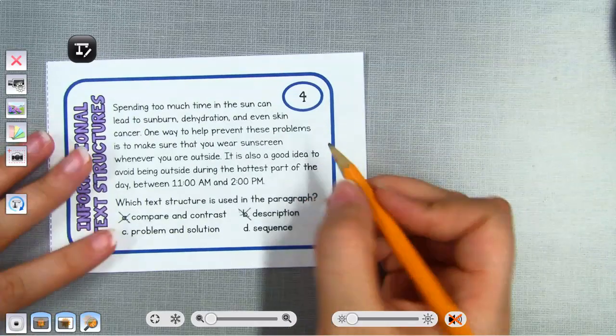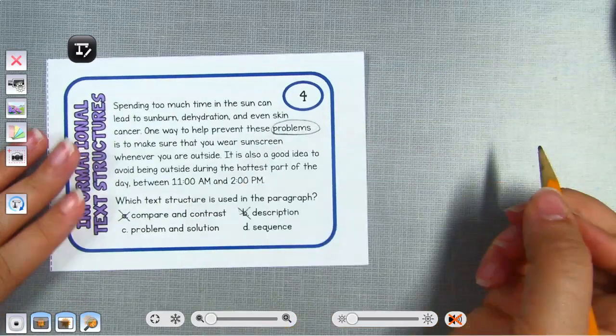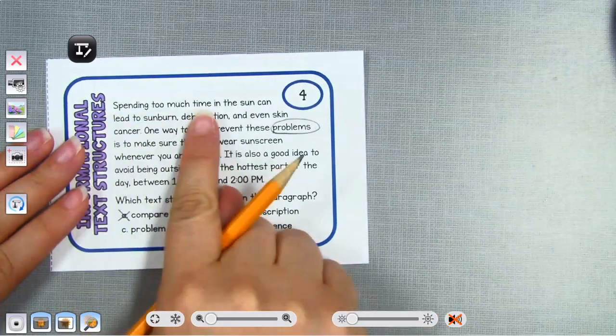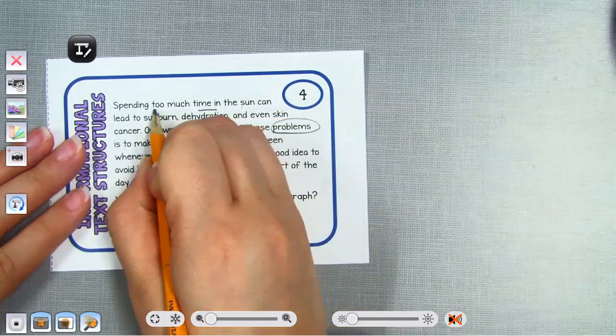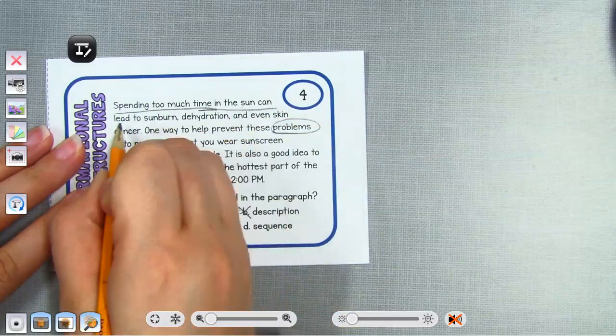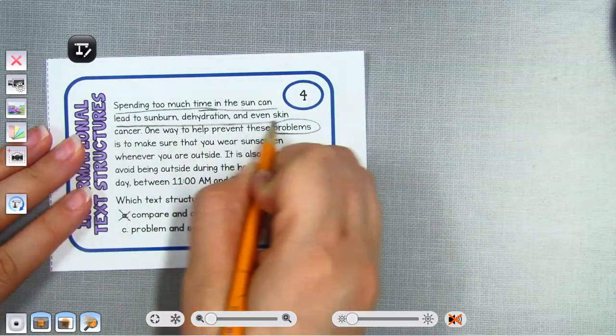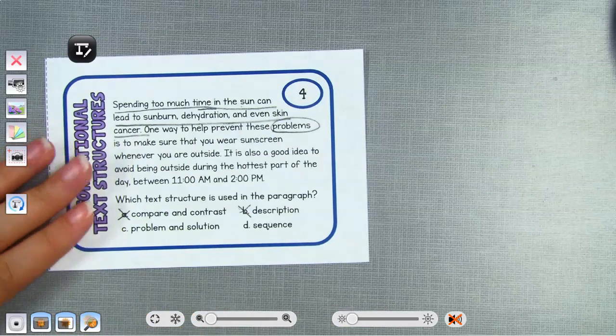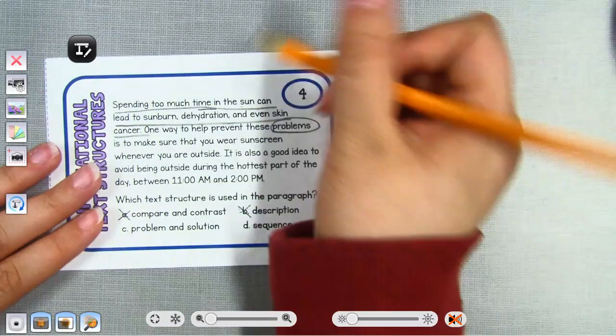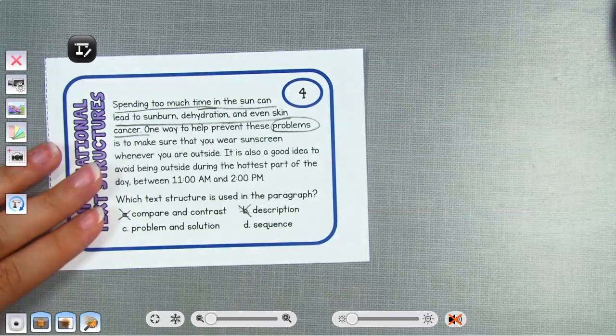It says right here, problems, and it talks about spending too much time in the sun. Spending too much time in the sun can lead to sunburns, dehydration, and even skin cancer. So those are our problem. Our problem is when you spend too much time in the sun, you can get sunburn, dehydration, and even cancer.